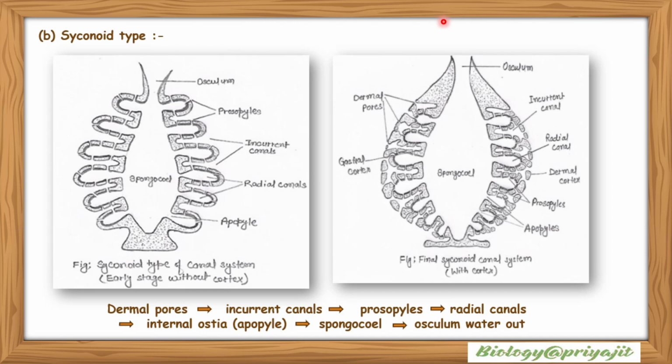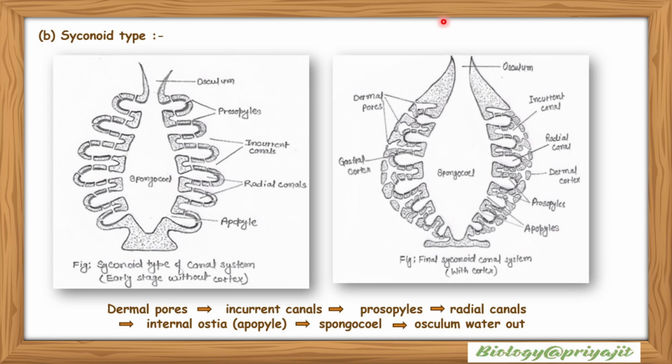In this type of canal system, water enters through dermal ostia or external pores and flows through the incurrent canal to the radial canal. Incurrent canals form tubular spaces between the radial canals and are lined by flat cells or pinacocytes. The walls between radial and incurrent canals are pierced by small pores called prosopiles for water flow. Water then moves into the spongocoel and exits via the osculum.